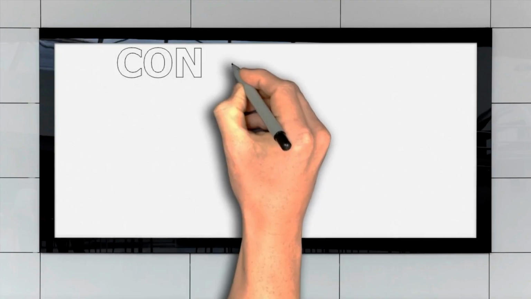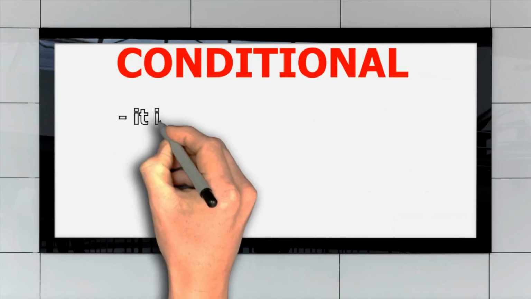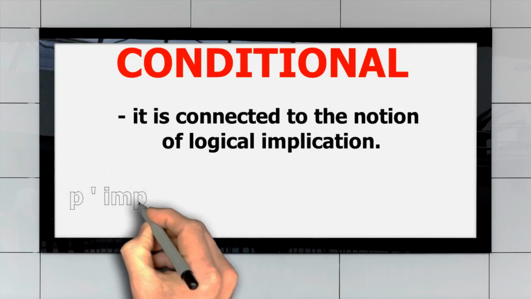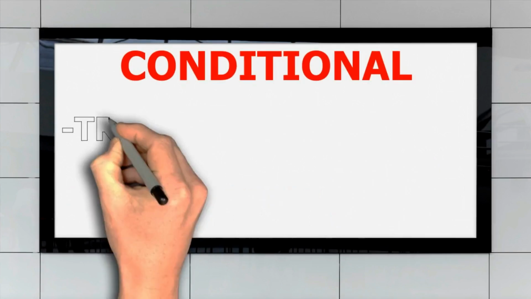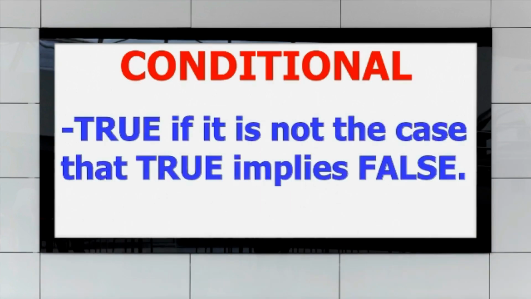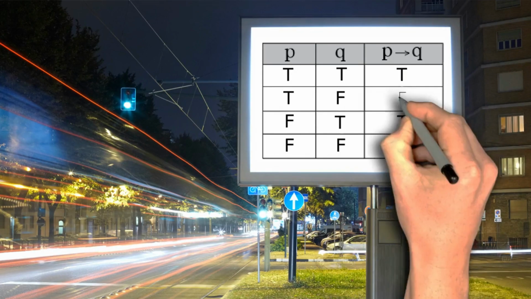The next method of combining mathematical statements is slightly more complicated than the preceding ones. It is connected to the notion of logical implication. The conditional from P to Q, denoted P implies Q, is mathematically true if it is not the case that P is true and Q is false. The precise definition of P implies Q is given in the truth table. If P is true and Q is true, it is true. If P is false and Q is true, it is also true. If P is false and Q is false, it is also true. But if P is true and Q is false, it is false.